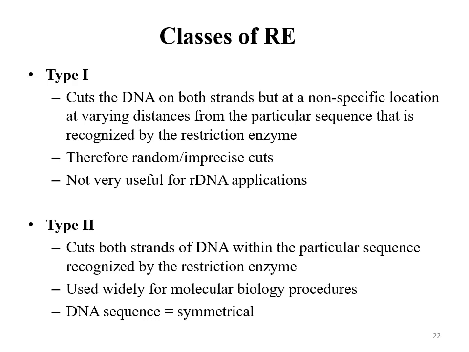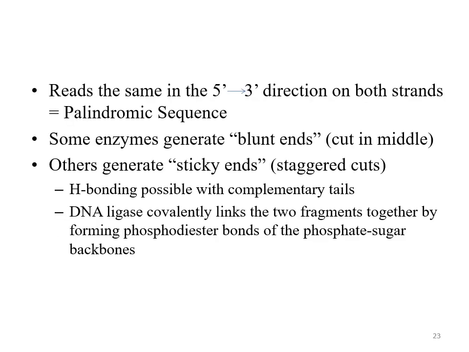The second group of restriction enzymes can cut both strands of the DNA within a particular sequence which is recognized by the restriction enzyme, and is widely used for molecular biology procedures, because these types of enzymes use symmetrical DNA sequences. So they read the same in the 5' to 3' direction on both strands.